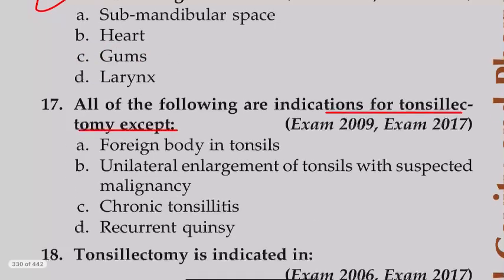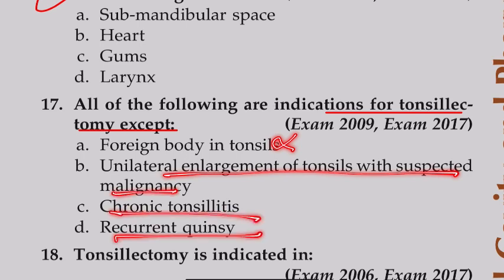All of the following are indications of tonsillectomy except: foreign body in tonsil, no, it is not an indication. Unilateral enlargement of tonsil with suspected malignancy, yes. Chronic tonsillitis, yes. Recurrent quinsy, yes. So we are talking about different indications: there are absolute indications and relative indications, as in other operations too.